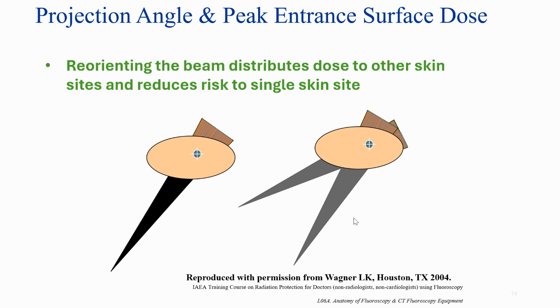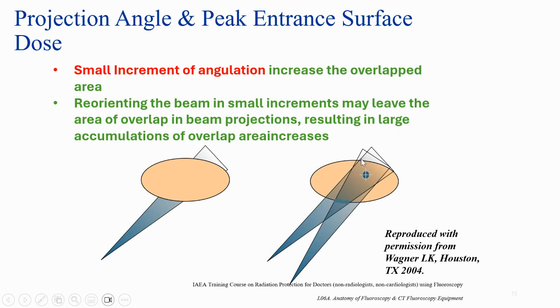Projection angle and peak entrance surface dose. Reorienting the beam distributes the dose to other skin sites. Taking different angles will expose different areas of the skin, which reduces the skin cancer probability and the skin hazardous effect. So reorienting the beam distributes the dose to other skin sites and reduces risk to a single skin site. That's important to keep in mind.